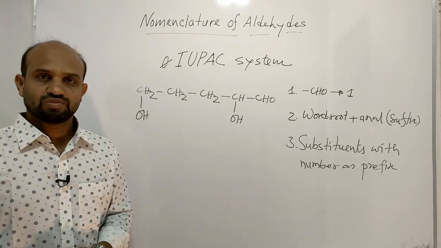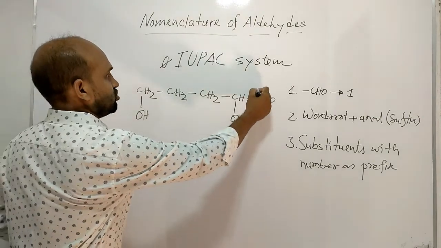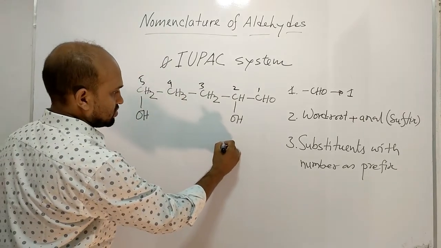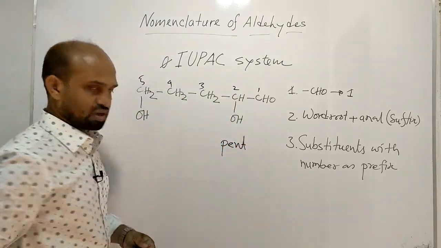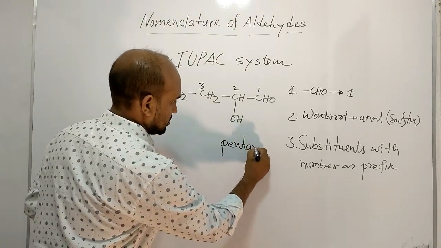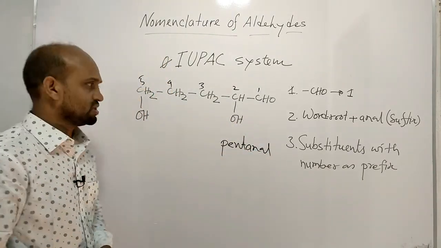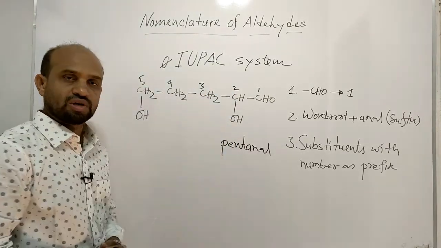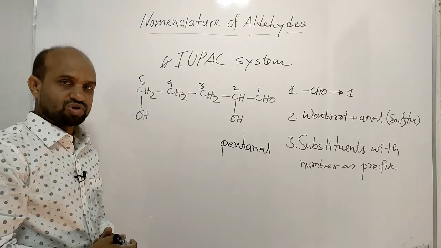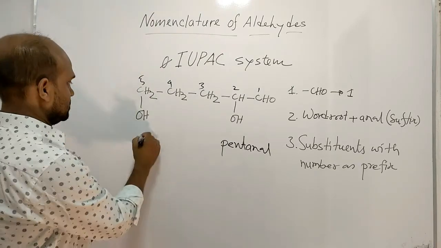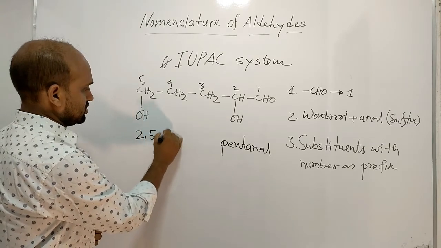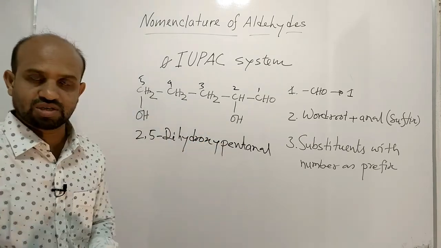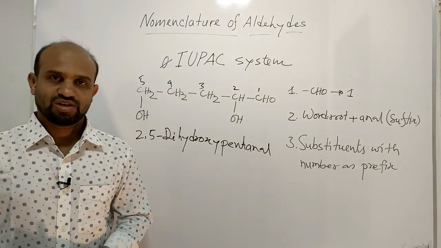Let's see the name of this compound. First of all, carbon atoms are numbered from the right. 1, 2, 3, 4, 5. So here pent is as word root, anal as suffix. Then let's see what about substituents. At carbon 2, one hydroxyl group, and at carbon 5 another hydroxyl group. So 2,5-dihydroxy pentanal. Let's move on to the next point.